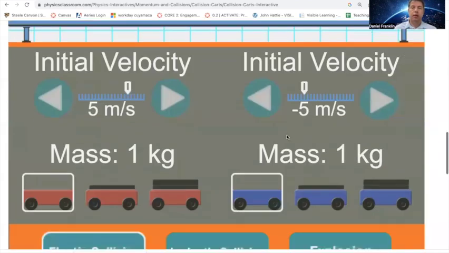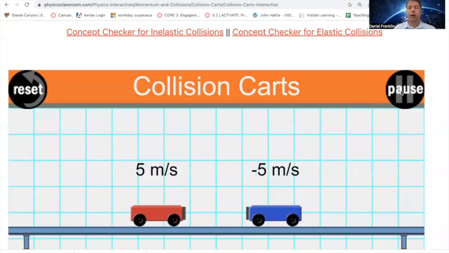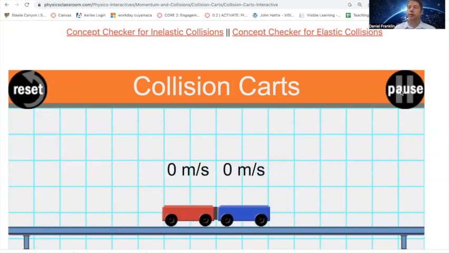Okay. I can do inelastic. They can collide, and they're going to perfectly stick together. In both cases, the momentum before is equal to 0, okay? And the momentum after is equal to 0.